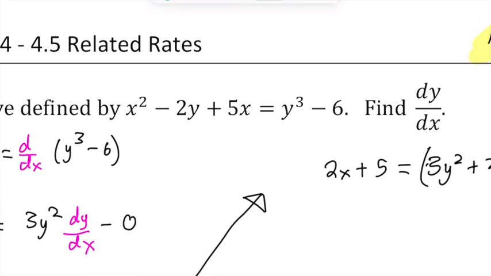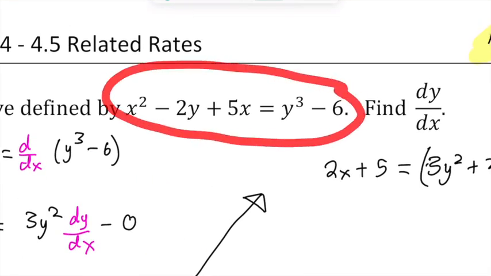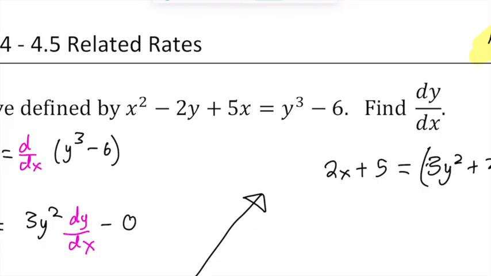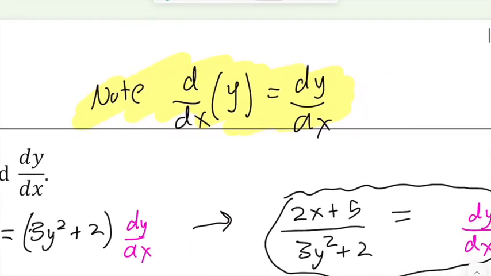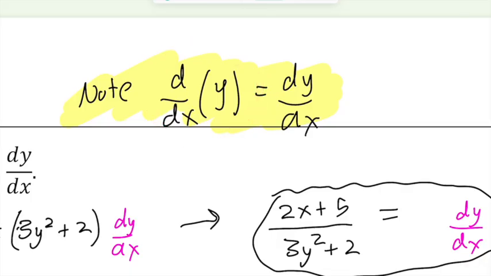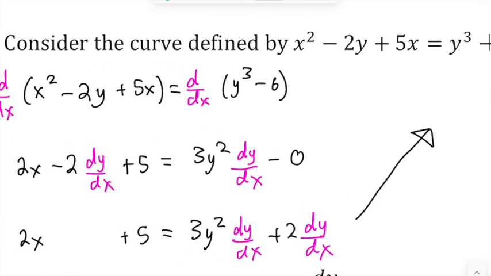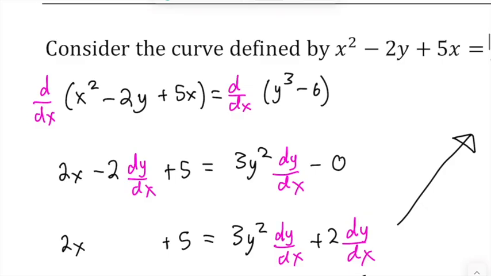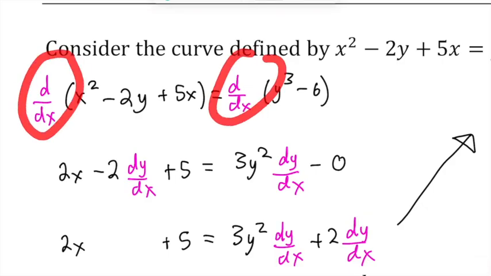Now remember, when you differentiate this, notice that the x's and y's are mixed together, and so we want to find its derivative. Just to remind you, when you take a derivative of y, it turns into dy/dx. I already completed this problem. We're going to take the derivative of each side.